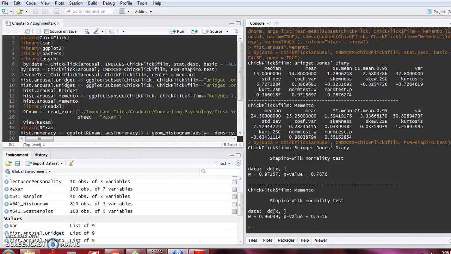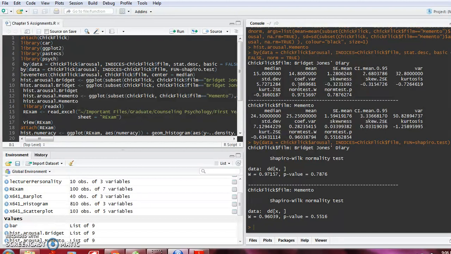Skewness essentially refers to the pileup of data on a certain side. So if you have a positive value for skewness, that means your data is more so going to be piling up on the left side, whereas negative values for skewness means that your data is going to more so pile up on the right side.